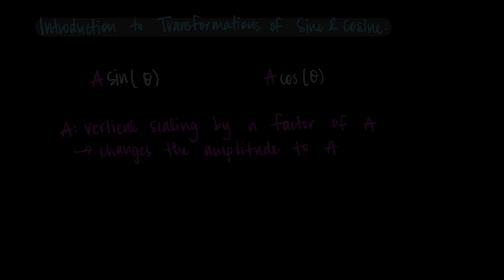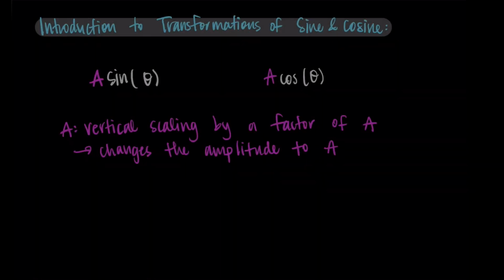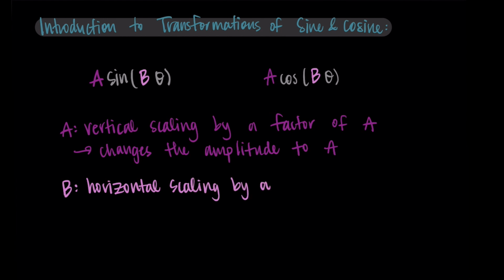Okay, for our second transformation, we're going to put a B being multiplied by the input of theta. So the A is happening to the output of the function since it's A times the sine or cosine value, but now we're going to transform the input. We're going to transform theta by multiplying it by B. So in doing so, this causes a horizontal scaling by a factor of B. So we're taking the input and scaling it. So that's why it's happening horizontally versus applying it to the output would be vertical, like an A.